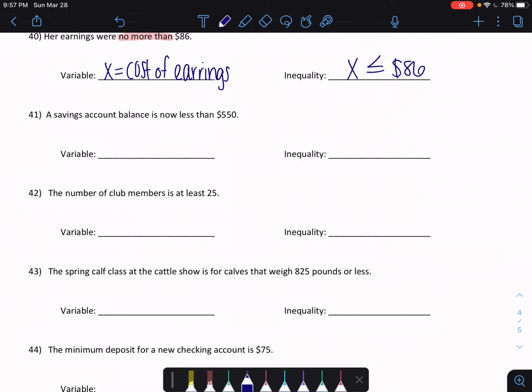Number 41 says a savings account balance is now less than $550, so less than. So we're going to say that X is money in the bank. So the money in the bank is now less than $550.